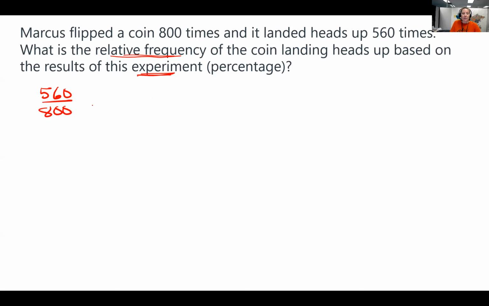Okay, and they want a percentage. So I could simplify this. I don't have to. I could say 56 over 80, and then I could keep simplifying this. But since it asks for a percentage, I'm simply going to divide 56 by 80, and that is 0.7, and 0.7 as a percentage is 70%.